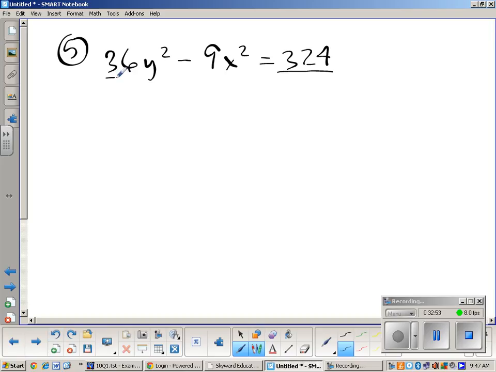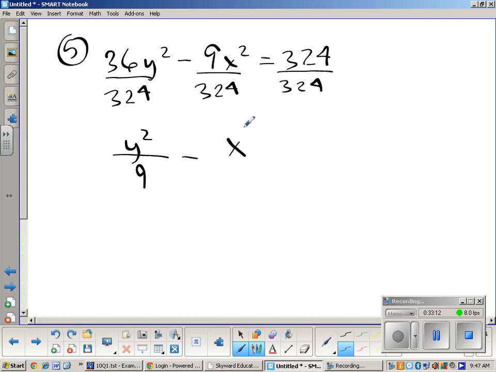We don't want one division here, we want individual ones. So divide each one by 324. How many times is 36 going into 324? 9. 9 must go in there 36 times then. And so we get this.